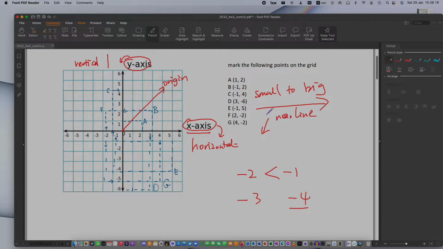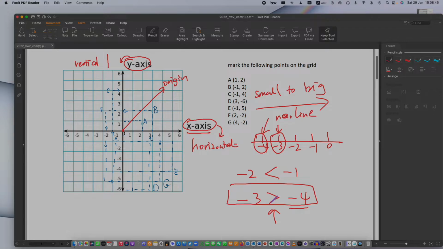Since you compare these two, you just give yourself 0. You don't need the positive numbers because you are doing negative numbers. So you just do the negative side. Now you can see -3 is here, -4 is here. Which one is bigger? -3, right? That's how you get the answer, by giving yourself a number line. Are you clear?